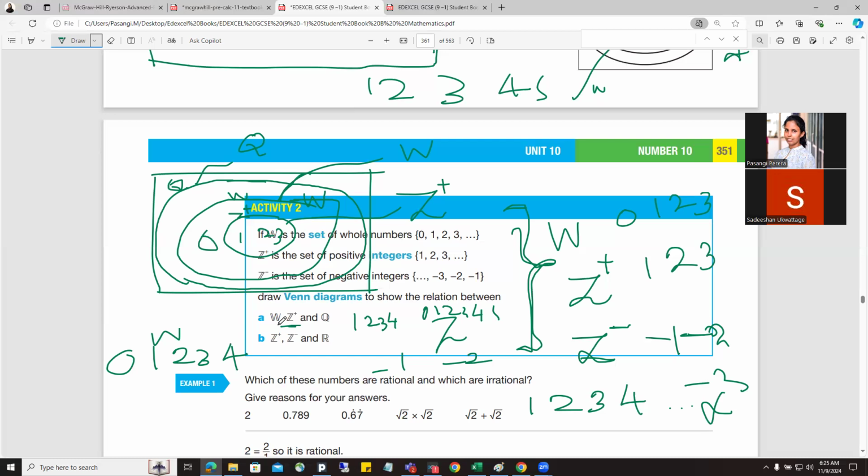Okay, Miss, how do I draw that one? Z minus means negative integers. It is higher than the rational number, right, Miss?